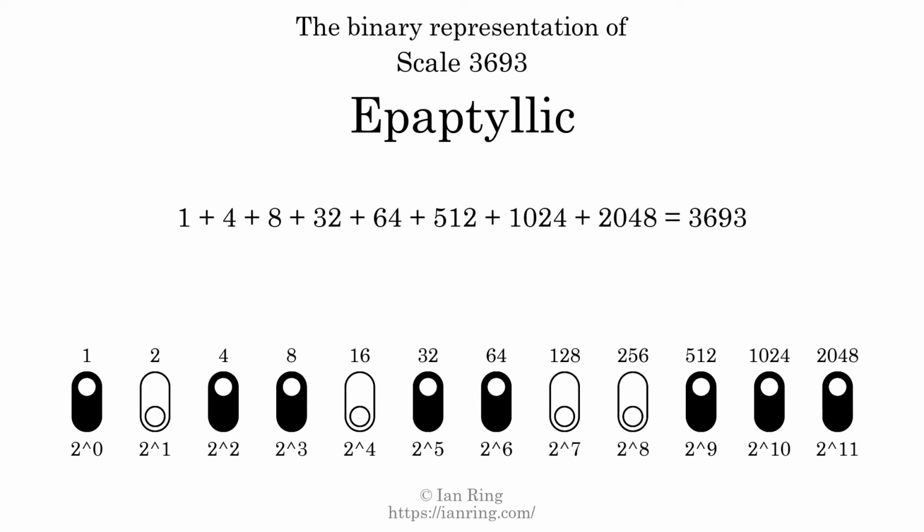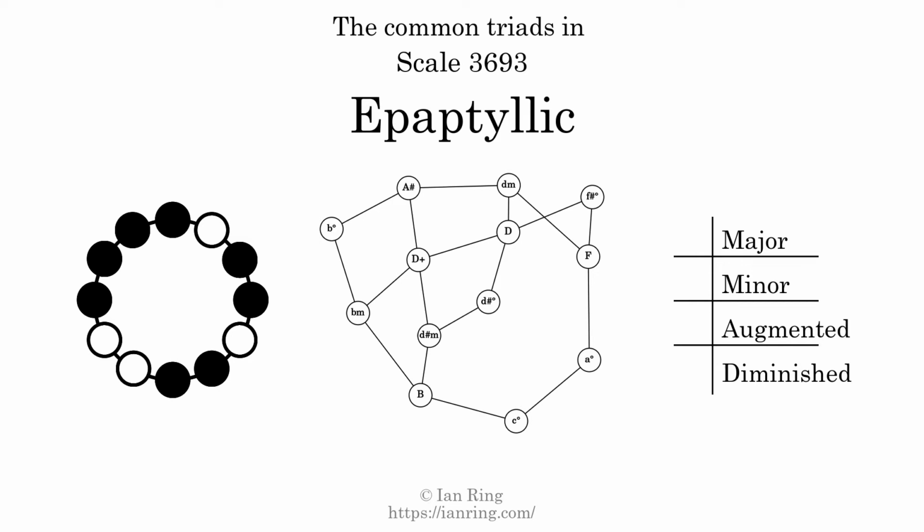3693. The scale number not only enumerates the scale with a unique index, but it also literally describes the tonal content of the scale. Represented as a binary number in base 2, the scale number is 1110011011101. Here are the common triads present in this scale.